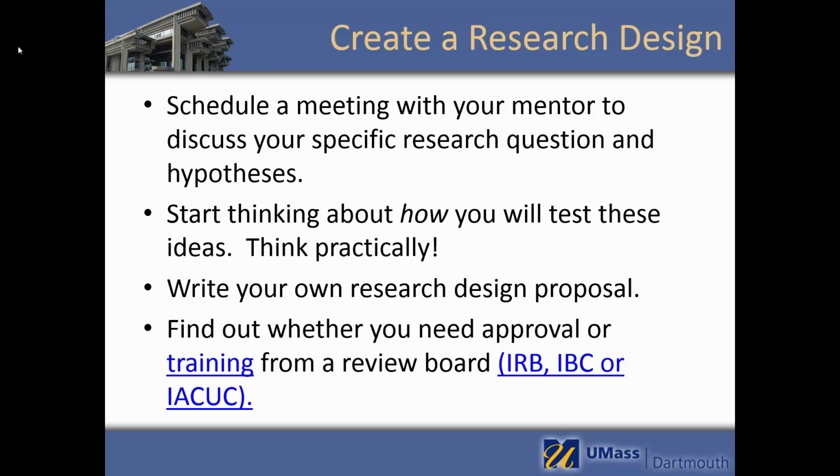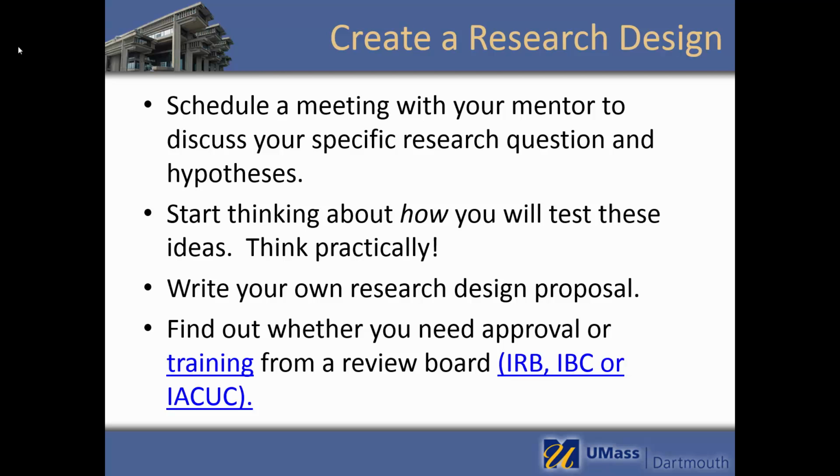After completing the literature review, you should schedule a meeting with your mentor to discuss your specific research question and hypotheses. Once you've done so, you will be able to start thinking about how you will test these ideas. This will lead to a number of questions regarding study design and data collection. There are many things to consider in how you will conduct your study, many of which are dependent on whether your study is a review of existing data, an observation, or a true experiment, and whether your data will be quantitative or qualitative. Whatever the type of study and data, you will need to consider some practical questions surrounding data collection.